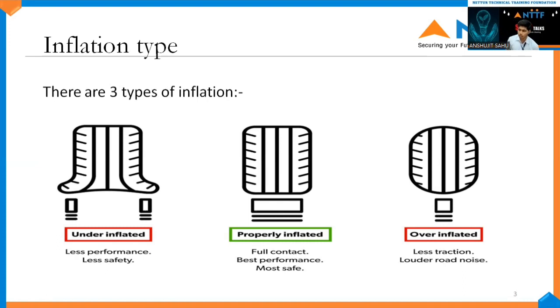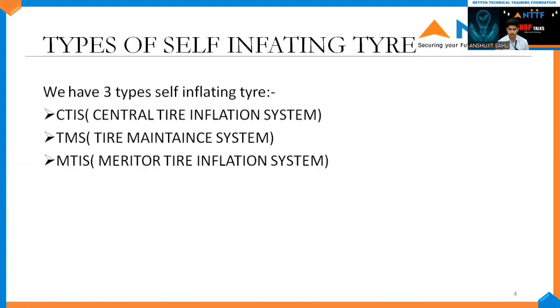After the road noise, the ground force will be less. It is more dangerous, and the chances are higher that the front part of the car will lift. So in self-inflating tires, we have three types. First one is CTIS, second one is TMS, and third one is MTIS. Now we'll study the CTIS, which is known as Central Tire Inflation System.